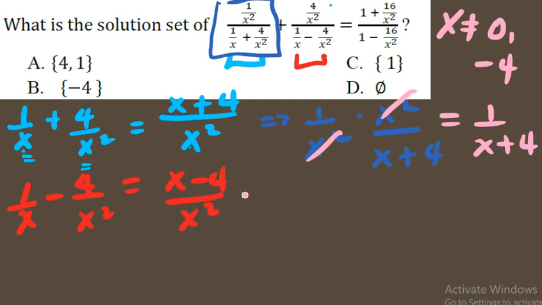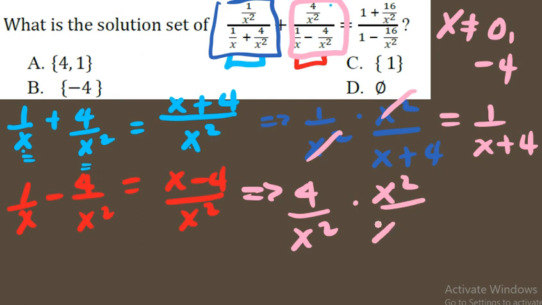Okay, again I will continue here. For the second part, I'm going to come here. It's the same as 4 over x squared, which will be multiplied with this result. This result will be flipped, so x squared over x minus 4.